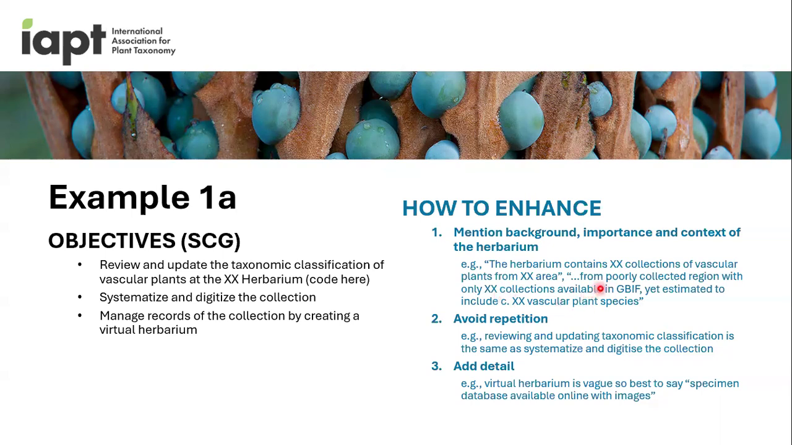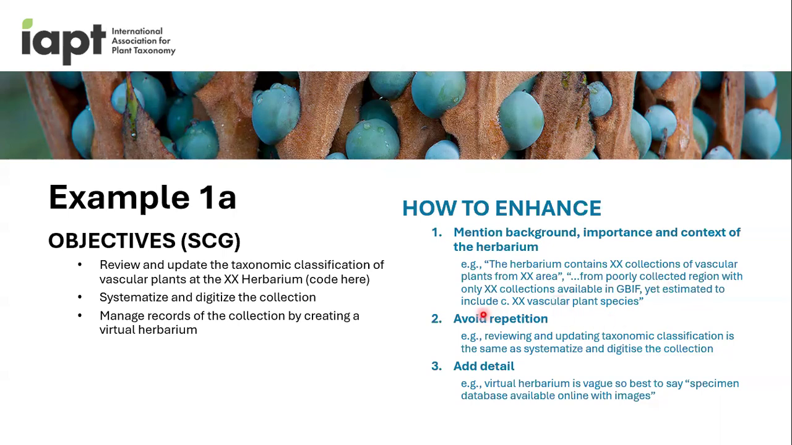Then you could give that importance by saying it's from a poorly collected region with only so and so many collections available currently in GBIF. As an example, it gives us a relative measure. It's just an example. I'm not saying you always have to talk about GBIF, but it's a relative measure. So think about how you can show the importance. You can say how many type specimens you have, something like it. Importance is many, many things. So this is just an example.